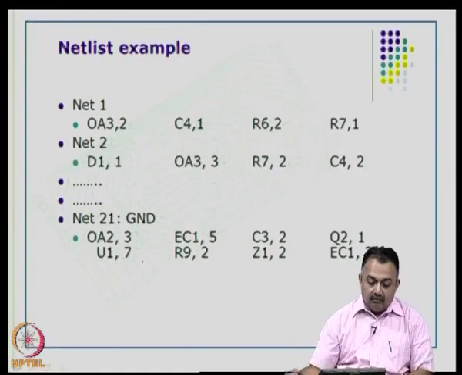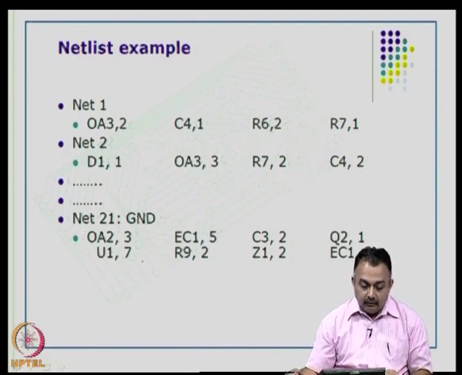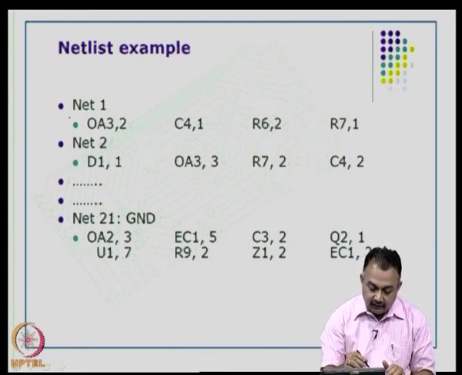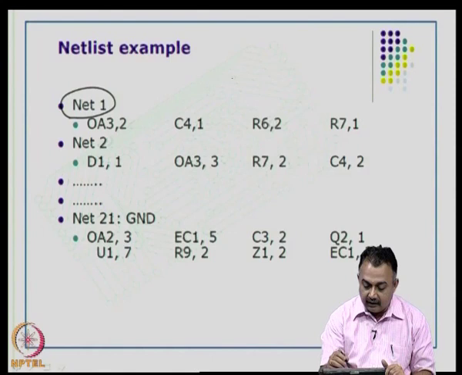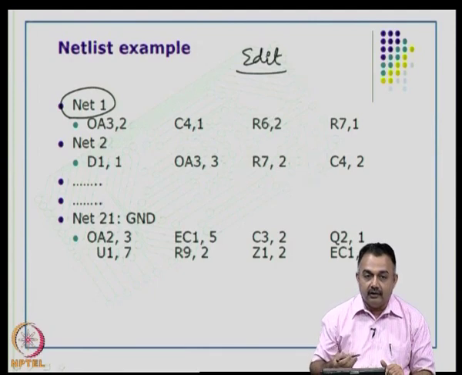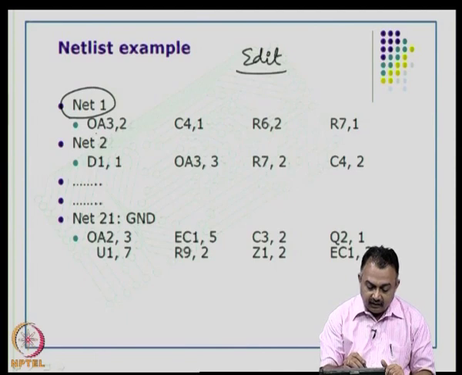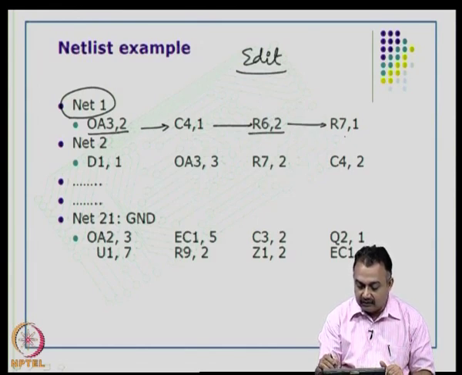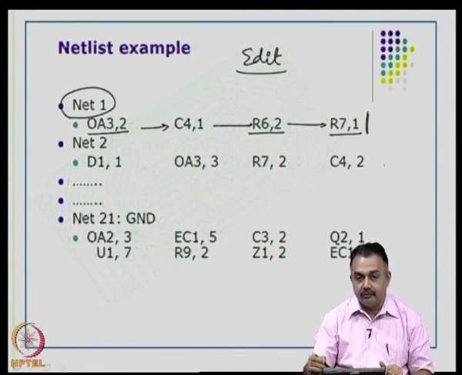Now, if you look at the slide, what is a net list? You must know how a net list is generated from your schematic capture. For example, if you take net 1, if you look at any edit tool like WordPad, if you load your net list, you will see these kind of listings. What does net 1 say? It connects op amp 3 pin number 2 to capacitor 4 pin number 1. From there the net goes to resistor 6 R6 pin 2, then it goes to R7 1, and that completes the net. So, this is net 1.